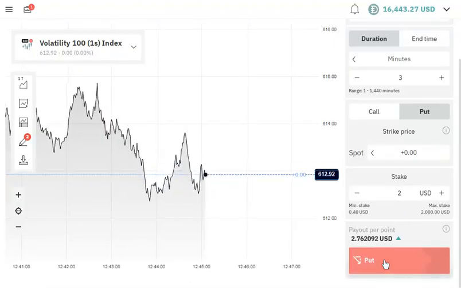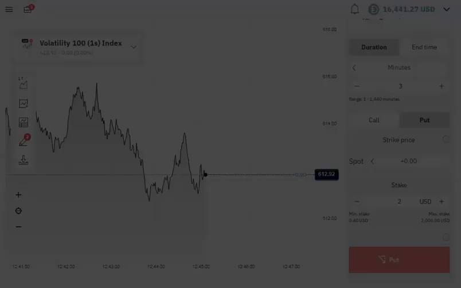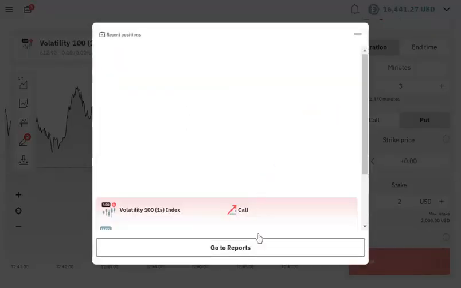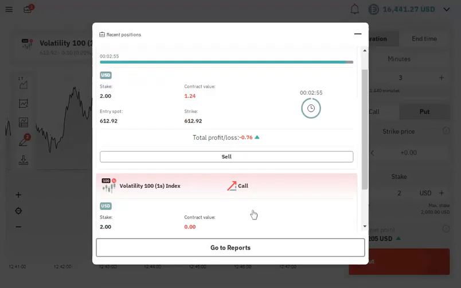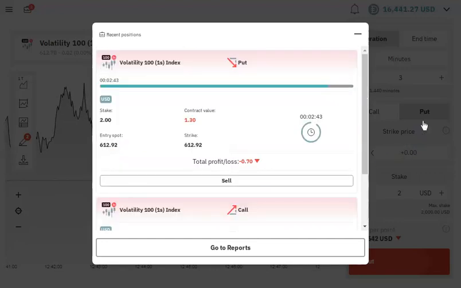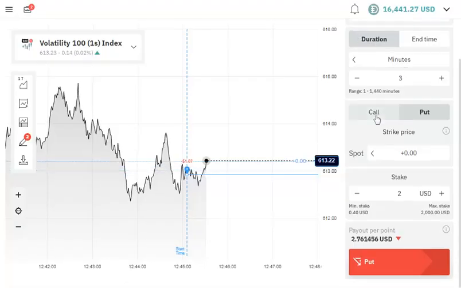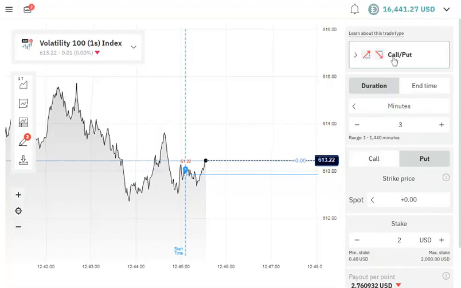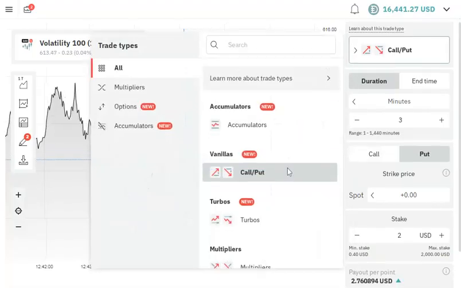And so if we put, it means we are going down. So if we put and it goes down, if we call and it goes up, it means we are losing. But if we call and it goes down, it means we are winning. So call to put, minus 2 USD, and now we put and our range is 3 minutes. Our time range we are making the trades within is 3 minutes, and that is for the call to put.